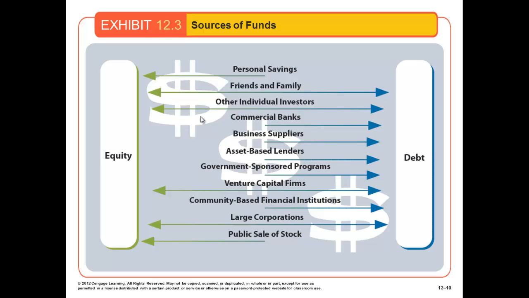I can sell equity in my company, private stock, and sell it to friends and family, or sell it to individual investors. Angel investors will want some equity in my company if they're going to give me some money. I can borrow money from commercial banks, from asset-based lenders, and from business suppliers. Now you say, well, how do you borrow money from business suppliers?